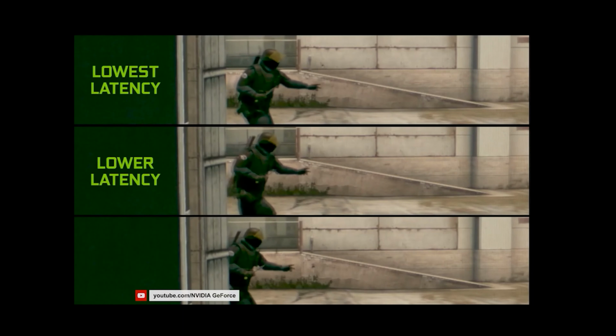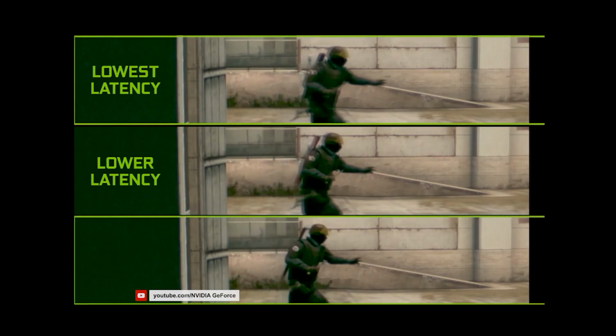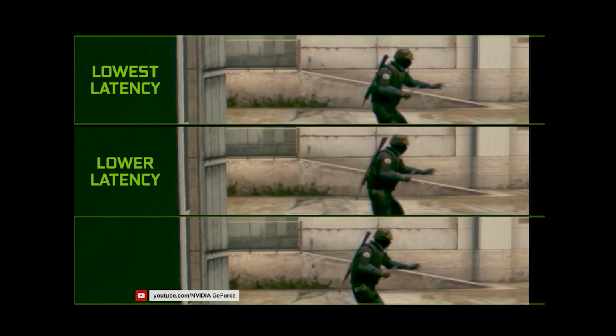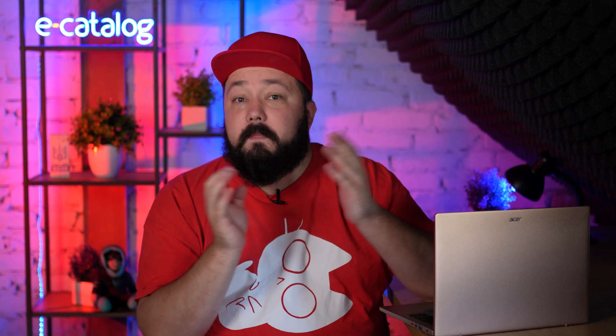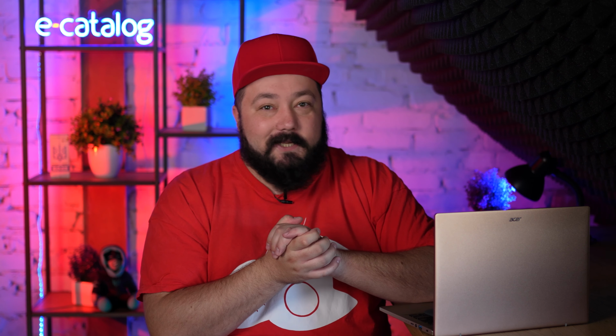Response rate: this matters only for people who are into competitive gaming. Those 0.5 milliseconds or even less actually matter, because you see an enemy coming right out of the corner faster, which means you can react faster. But all that works only if you're good at it. For people who suck at competitive gaming, just like me, this probably won't change anything.